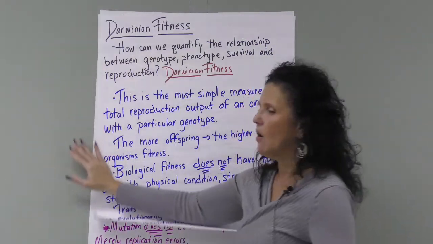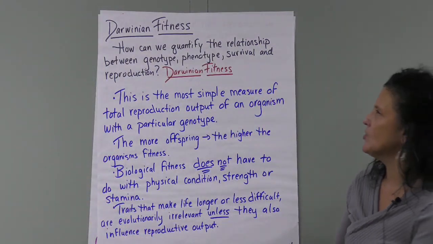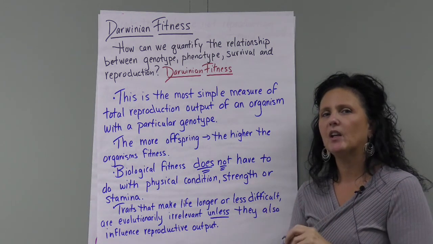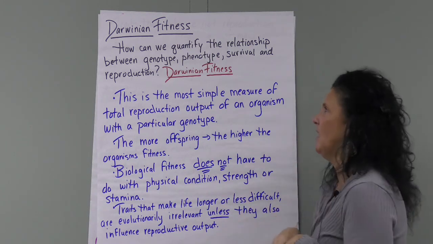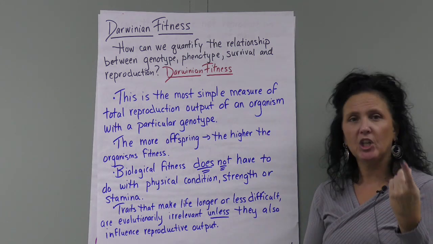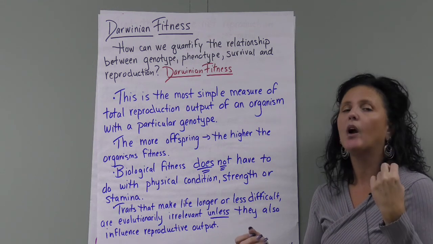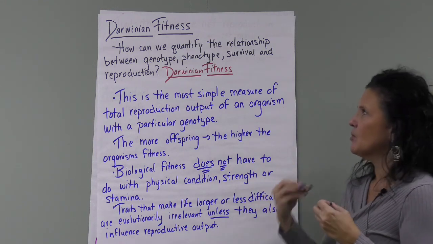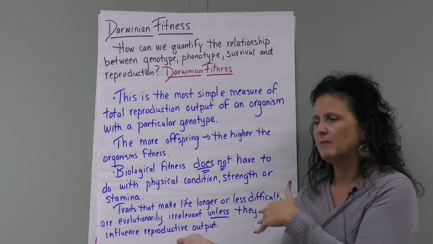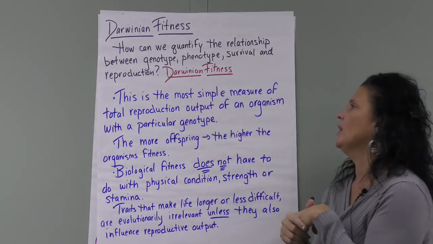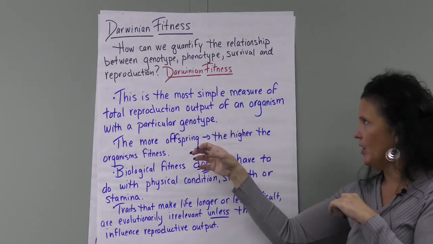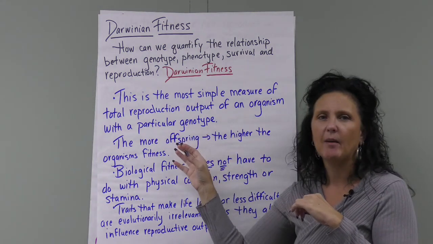So the last thing I want to look at is something called Darwinian fitness, right? This is biological fitness, and a lot of people get it confused with physical fitness. They're not the same thing. Darwinian fitness: how can we quantify the relationship between genotype, actual genes I've showed you before, phenotype, what you see, survival and reproduction? The only way we quantify those or put those together to give them substantial data would be Darwinian fitness. That's the most simple measure of total reproductive output of an organism with any genotype, with any gene.